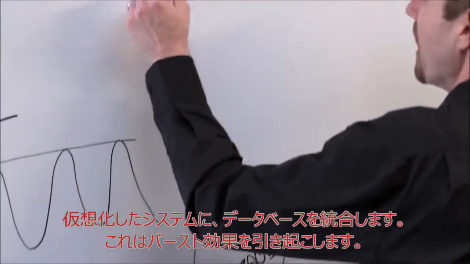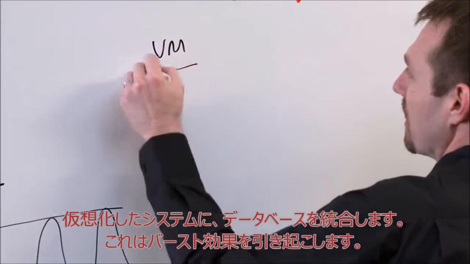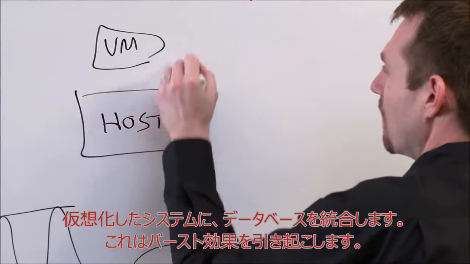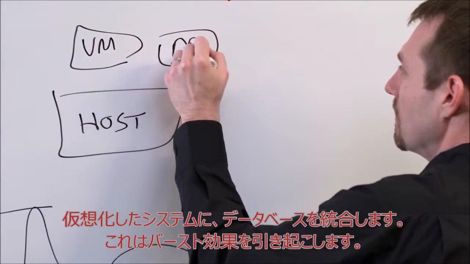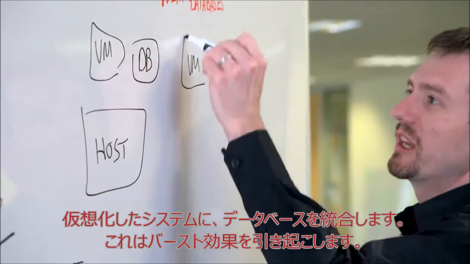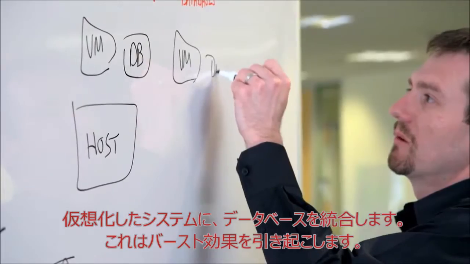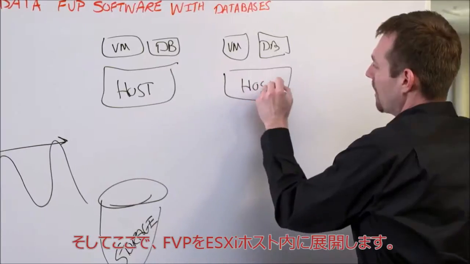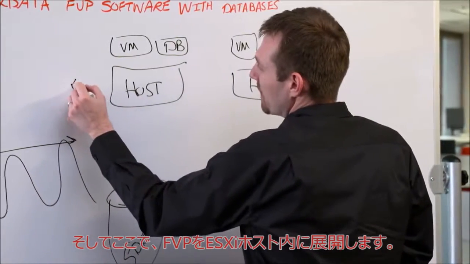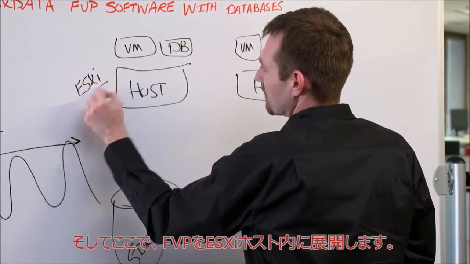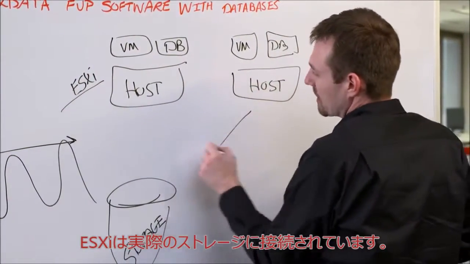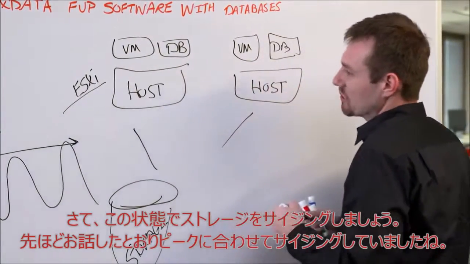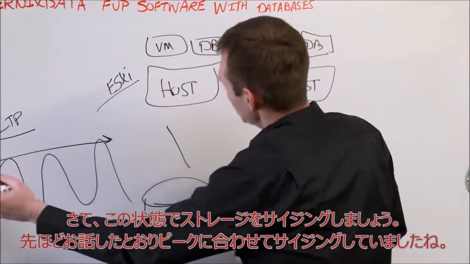As we combine, for example, in a virtualized infrastructure, our databases, this adds to the bursty effect and causes something known as I/O blender. Now in this case, to use FVP, we're going to provision VMware ESXi, and then these are going to connect down to our actual storage. Now, when we size the storage, remember, we're sizing for these peaks.